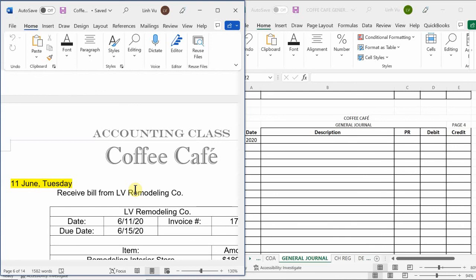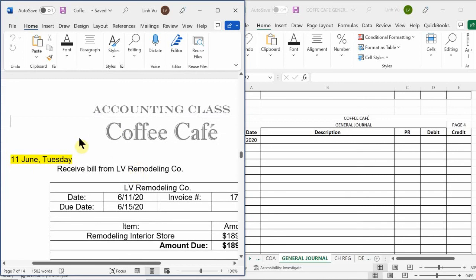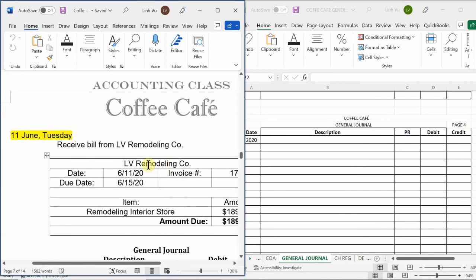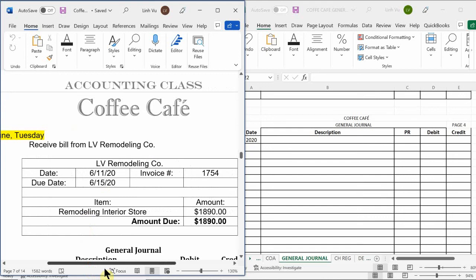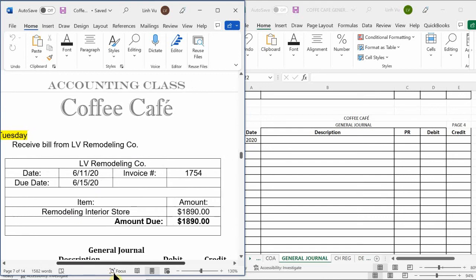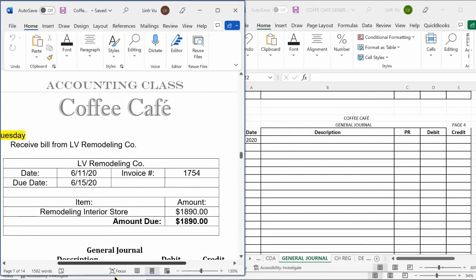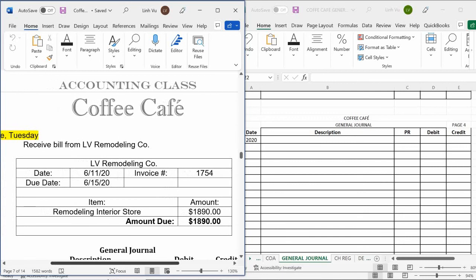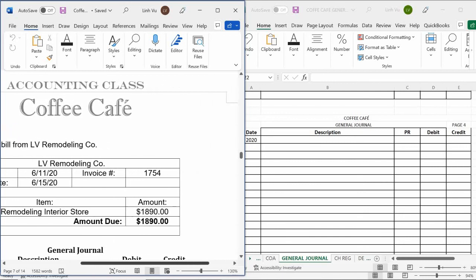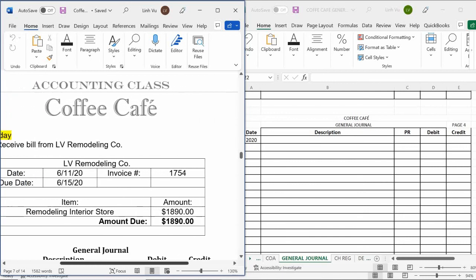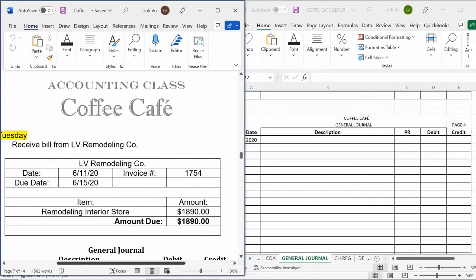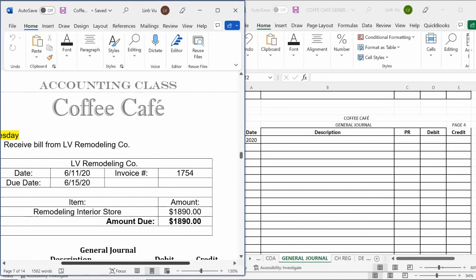So, next transaction here. It's now finally Tuesday, June 11. We end up receiving a bill from LV Remodeling Company. Okay? So this one, if you read this little bill slip here, today's the 11th. It is due on the 15th. Invoice number 1754. And let's take a look. Right here it says remodeling interior store.